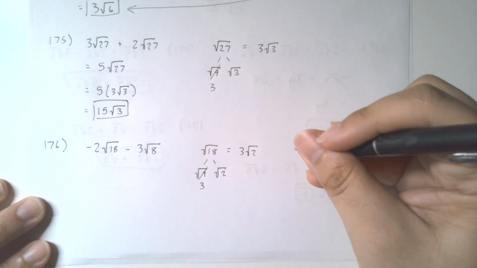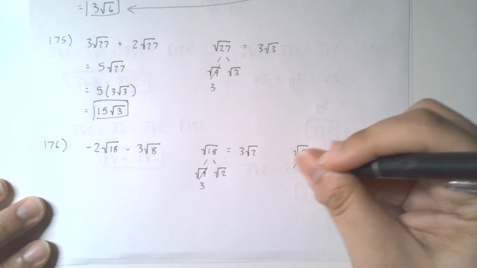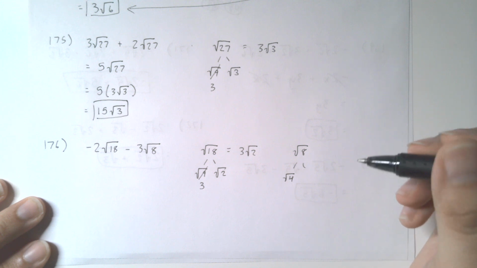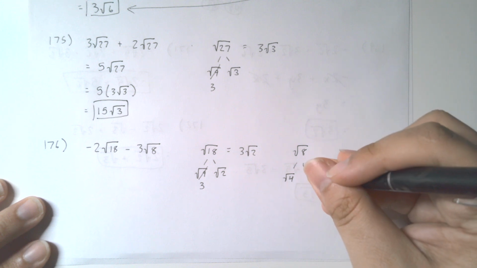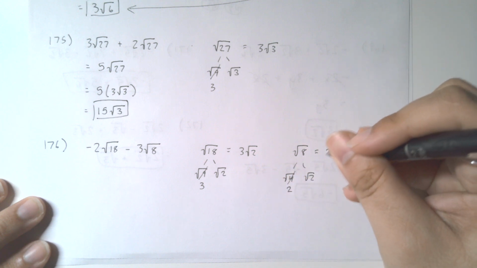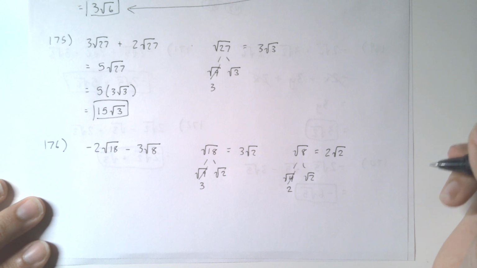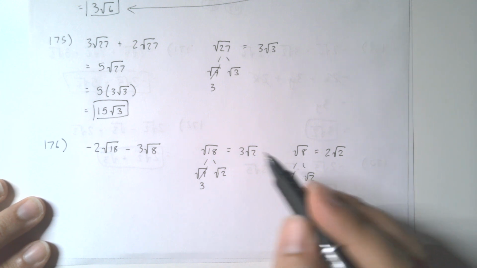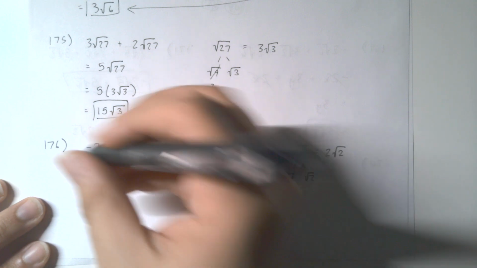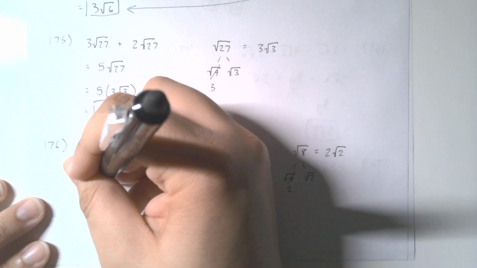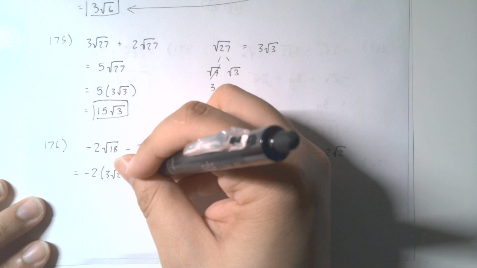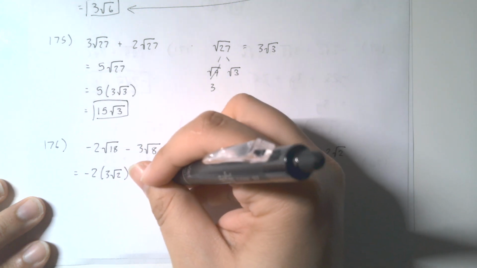And the other one, square root of 8, the biggest perfect square we can divide that by is the square root of 4. And we have square root of 2 left over. We have a 2. So this is 2 square root of 2. So now we can replace square root of 18 and square root of 8 with 3 square root of 2 and 2 square root of 2 respectively. That gives us negative 2 times 3 square root of 2 minus 3 times 2 square root of 2.